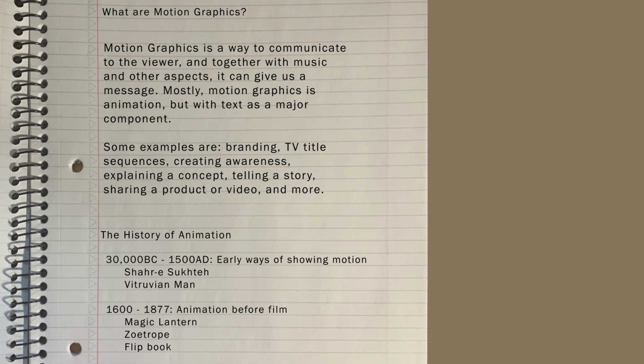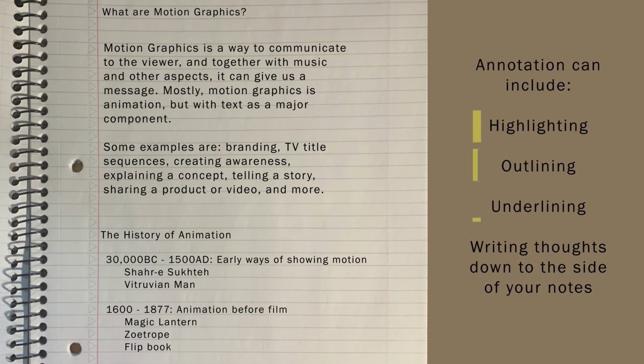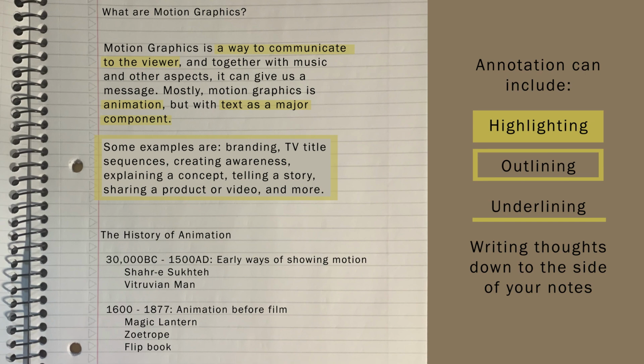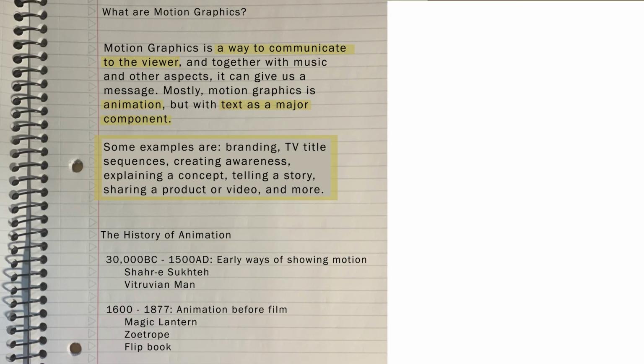Annotation is another way to elevate your note-taking. This can include highlighting, outlining, or underlining certain words, and writing your thoughts down to the side of your notes. Highlight only the most important parts. If there are large chunks of important information, a better option would be to outline that part of the notes. This will make it easier to read through that section again later on.